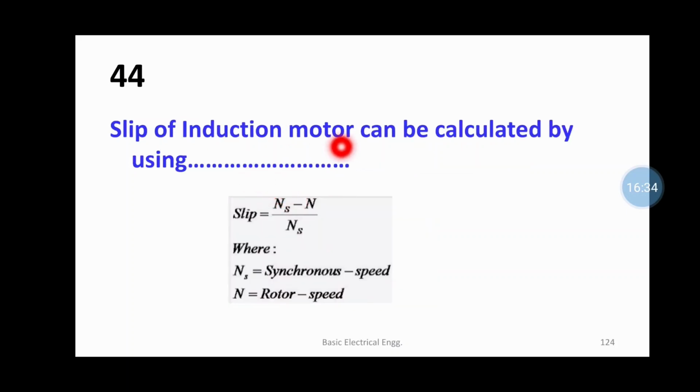And the slip of an induction motor can be computed by using the formula: slip = (Ns - N) / Ns. What is Ns? Ns is known as synchronous speed. You can calculate synchronous speed by using the formula 120 F by P. N is the rotor speed. So there should always be a certain value of slip, else the motor will not operate.